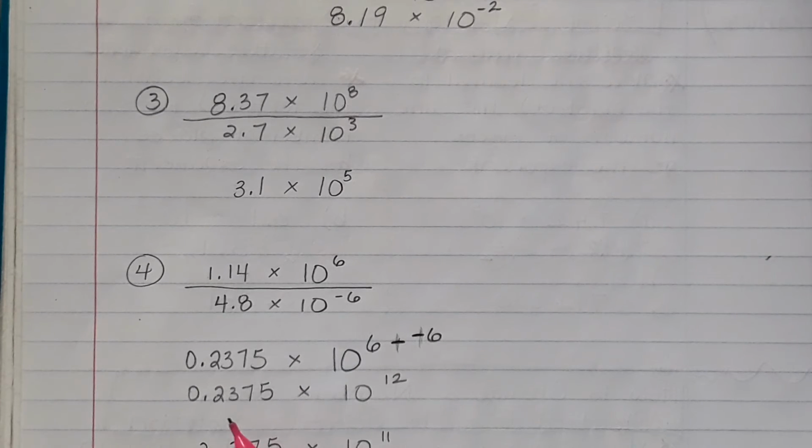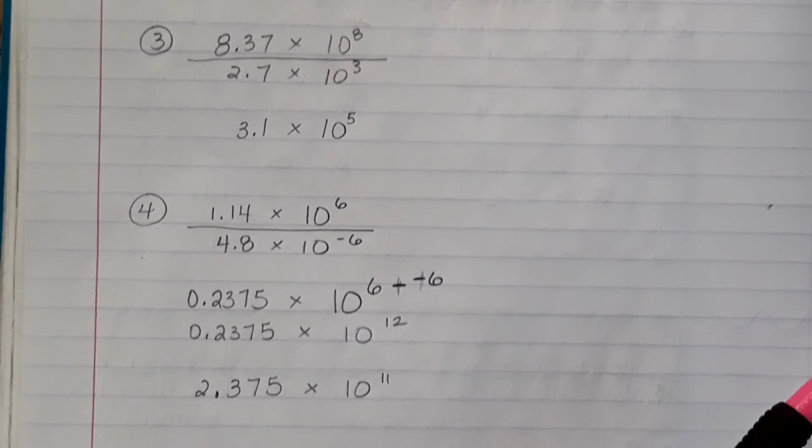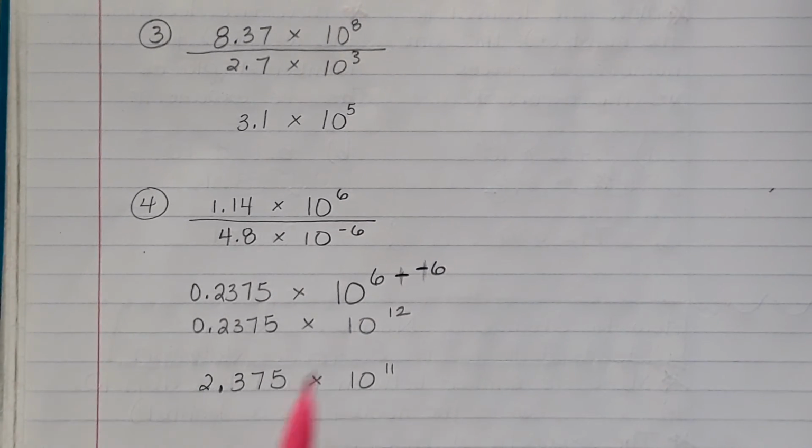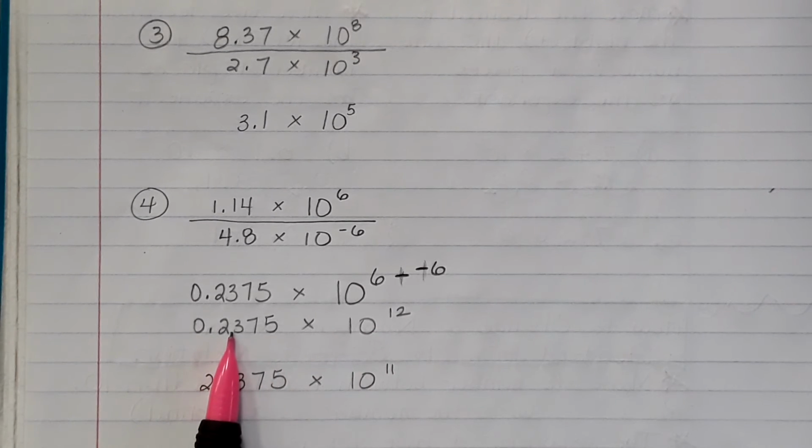This is not scientific notation though, again because we want a number between 1 and less than 10. So we would move this to the right to get 2.375. This exponent tells us we should be going to the right 12 places. We've already gone to the right 1 time. That's 1 less step to the right. So 1 less than 12 is 11.